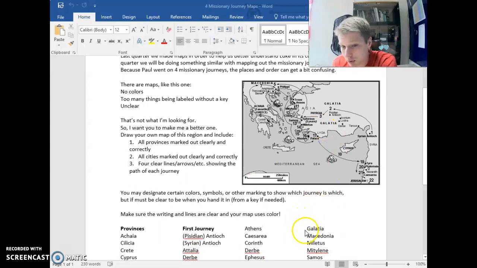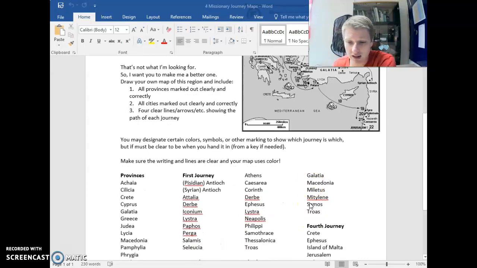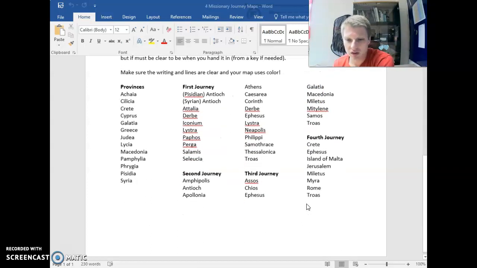Yes, it is a map. You'll need a title, a legend, a scale, a grid, all those wonderful things. You did it last semester. I feel like you could probably do it again this semester. And then his 4th journey.